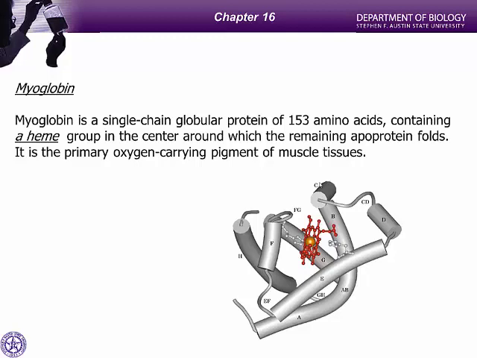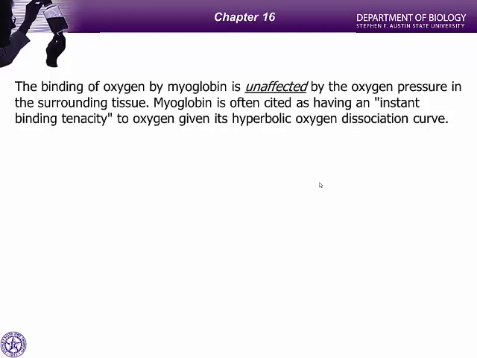Myoglobin is another oxygen-binding molecule, and when we look at the myoglobin dissociation curve, we're going to see that myoglobin has the strongest affinity for oxygen of any molecules. And it's said that myoglobin has an instantaneous binding tenacity. I love that word, tenacity. It really speaks to what's happening. Myoglobin is absolutely going to rip oxygen off of any molecule it comes in contact with.